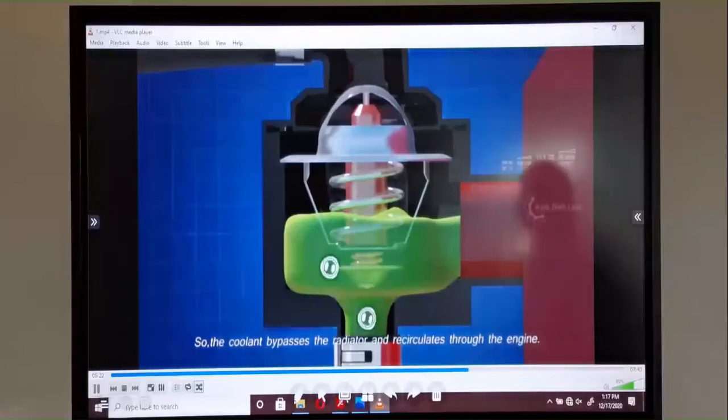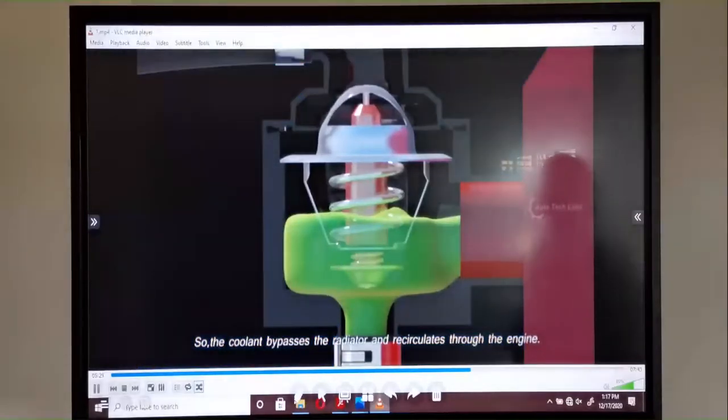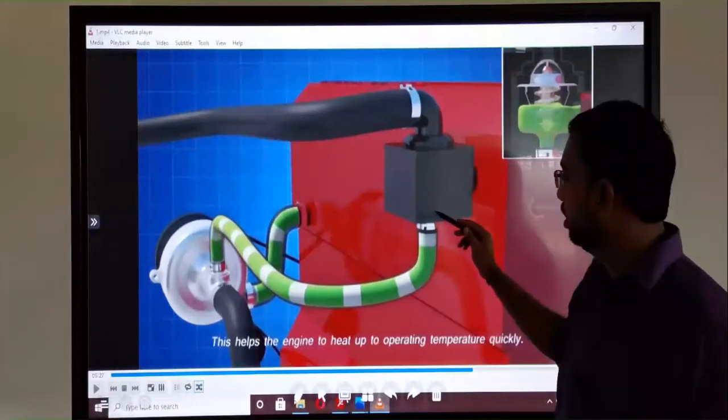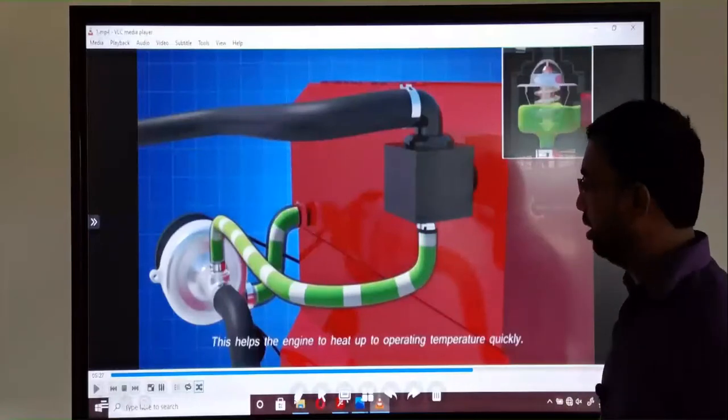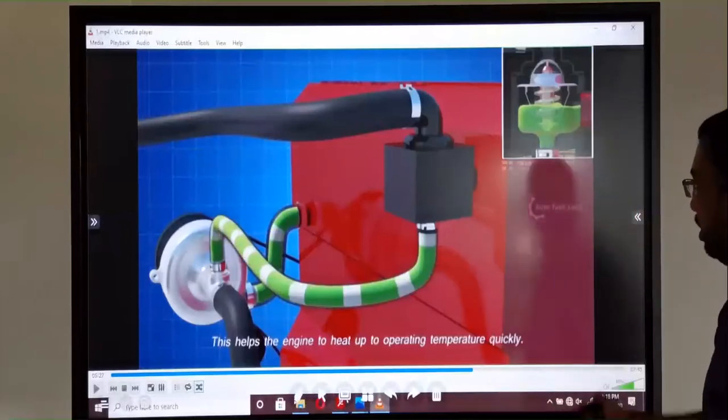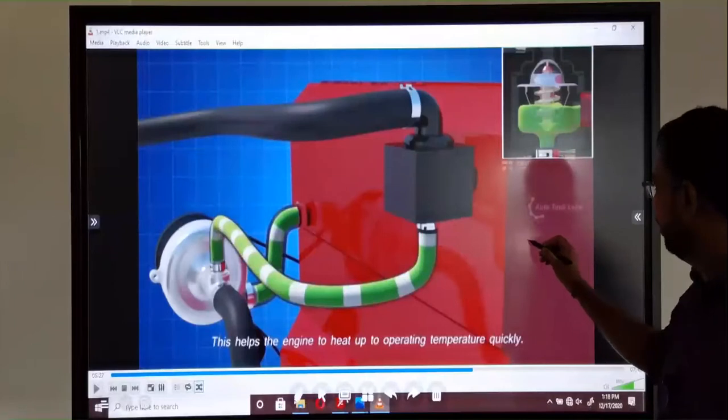So that's the cold time. What will happen? Let's see. Now see, this is the bypass line. Okay, so the cooling time. So you just think the vehicle. Now we start the vehicle.